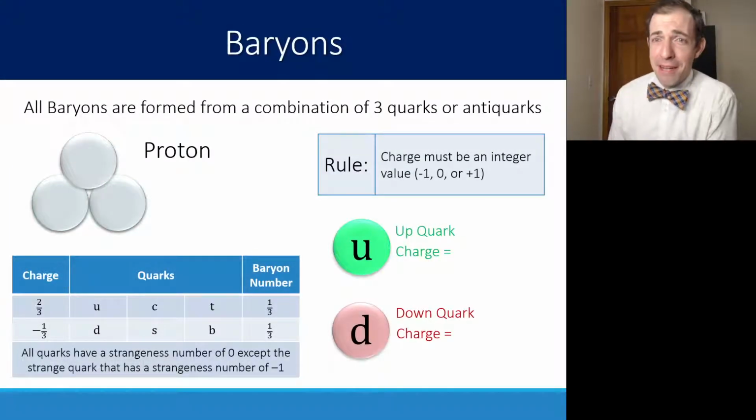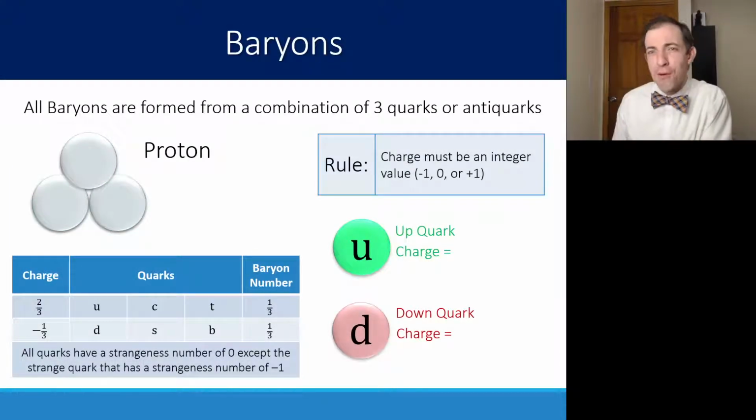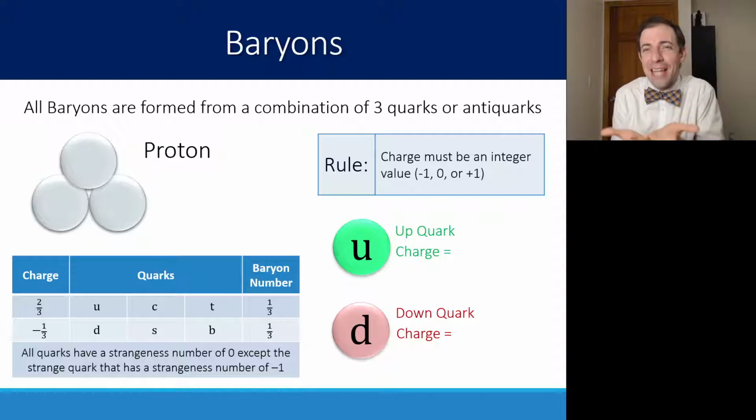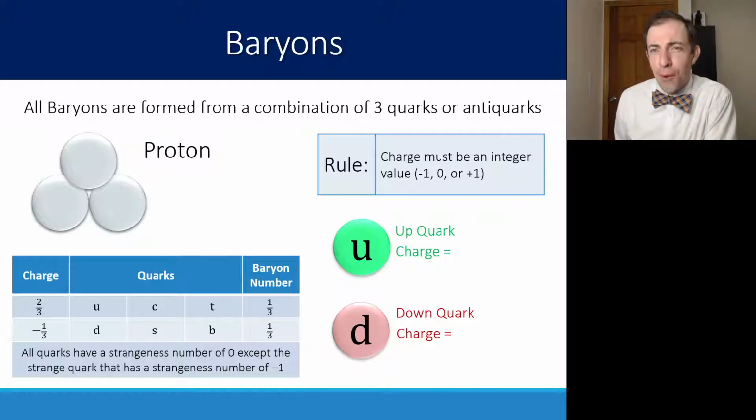Now let's look at baryons. Specifically, let's focus on the proton and the neutron because these are baryons that we use all the time. They are in every atom that we have. And it is important for us to know how these baryons, protons and neutrons, are comprised of quarks. Well, the most common quarks are up quarks and down quarks. And this is what protons and neutrons are made out of.